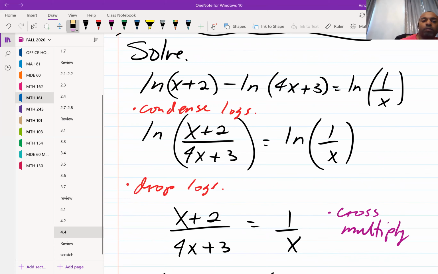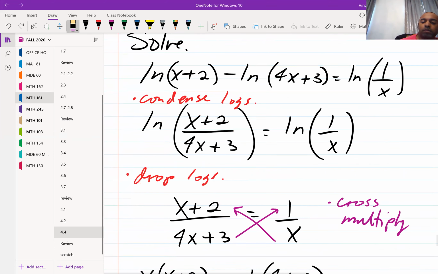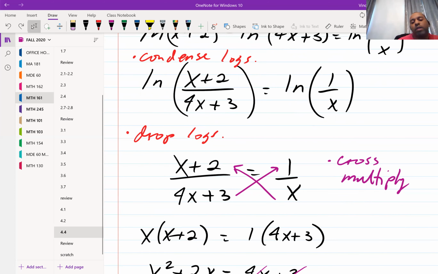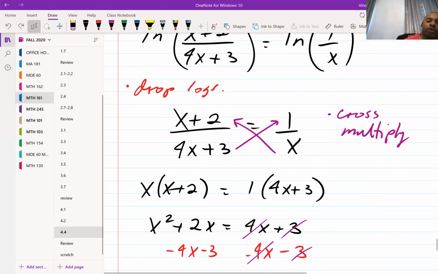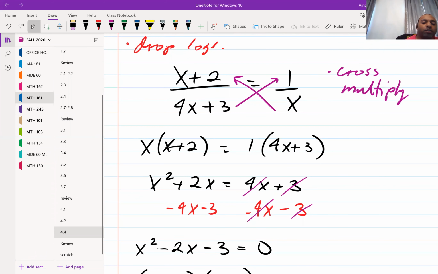Now we just solve this equation the way we normally would by cross multiplying. That gives us x times x plus 2 equal to 1 times 4x plus 3. So x squared plus 2x equal to 4x plus 3. It's a quadratic equation, so once again, we want to set one side equal to 0. Subtract 4x and subtract 3 from both sides, and that'll give us x squared minus 2x minus 3 equal to 0. Any questions?